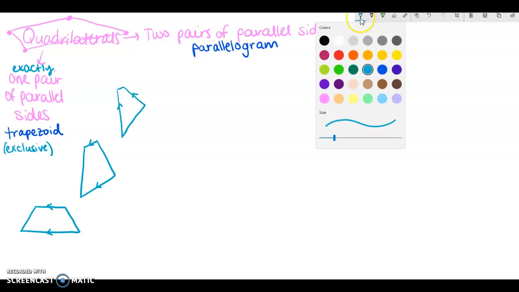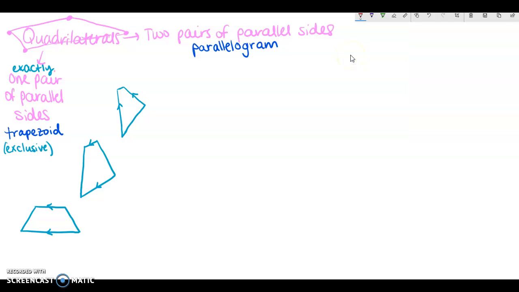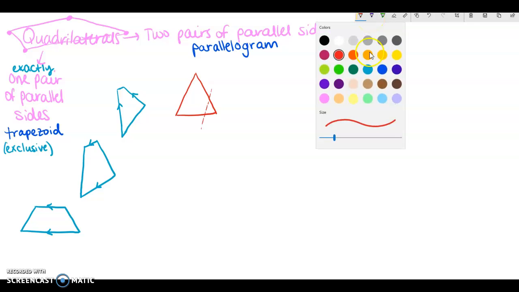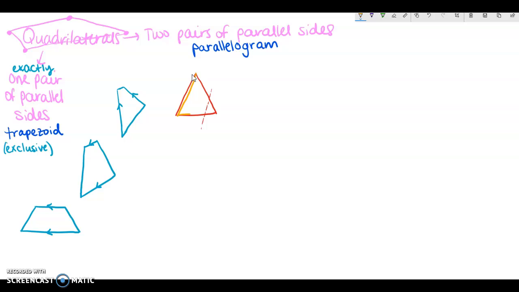So don't forget that trapezoids are what we're going to call truncated triangles. So if you take a triangle and you cut a corner off with a line segment parallel to one of the sides of the triangle, then you get a trapezoid. So if I truncate this triangle, what I'm left with is a trapezoid.